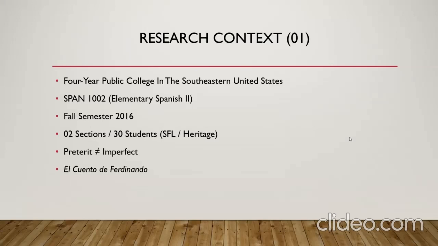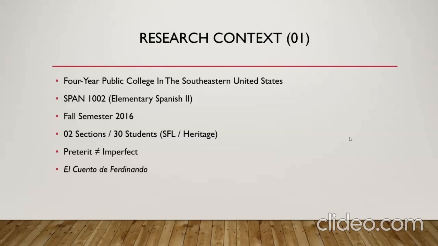The particular feature that was highlighted was 2 past verb tenses that are often used in Spanish, the preterite versus the imperfect. The children's book used in the second phase of the study was El Cuento de Ferdinando, or the story of Ferdinand, written by Monroe Leaf, about Ferdinand, a bull that does not typify the characteristics often associated with bulls, and his adventures throughout the book.